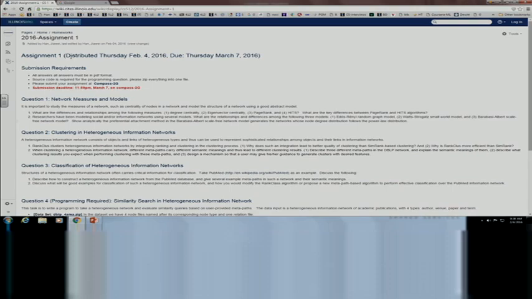Any other questions? Like we said, we encourage you to have some discussion, but finally you have to work it out independently. So that's the assignment. We have 2 assignments in total. This is the first one.